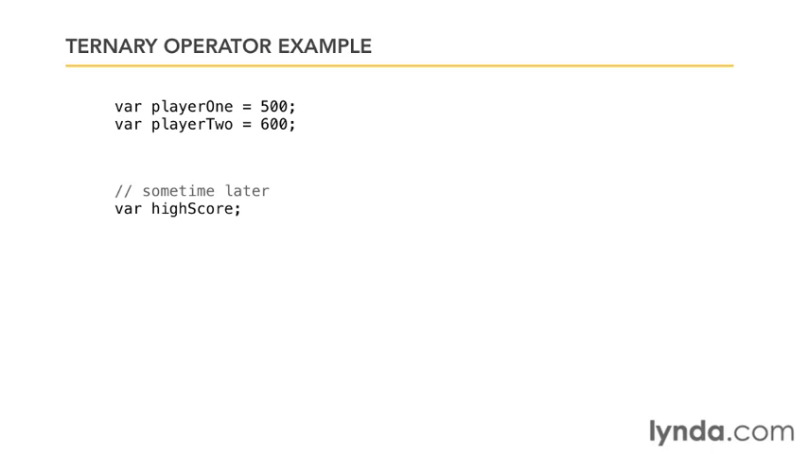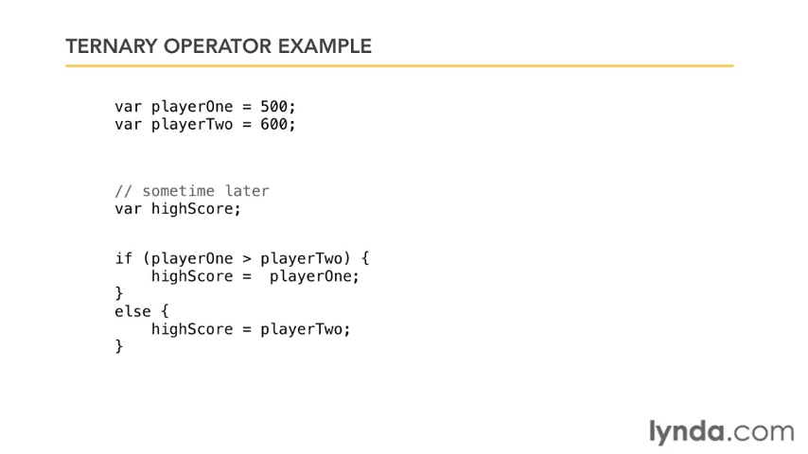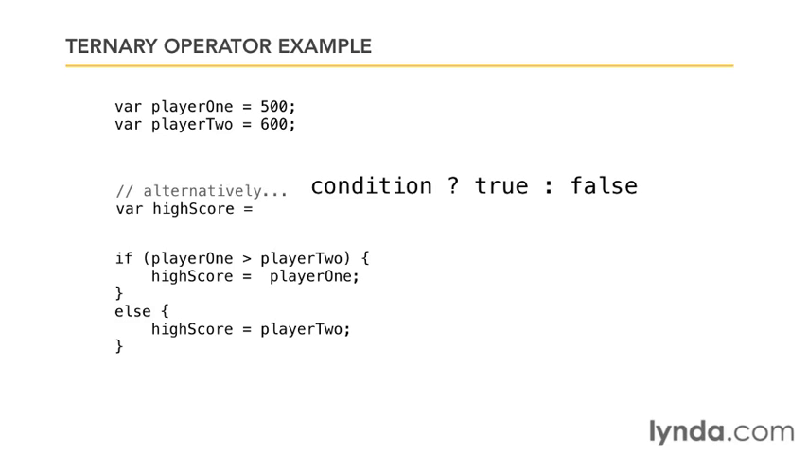Well, I could write this using an if statement. If player1 is greater than player2, we'll set highScore equal to player1. Otherwise, we'll set highScore equal to player2. So I've got about 6 lines here just to set the value of highScore. A ternary operator would let me take it from 6 or 7 lines to 1. What we do is we specify 3 things: the condition, question mark, what if it's true, colon, what if it's false. So my condition is player1 greater than player2.